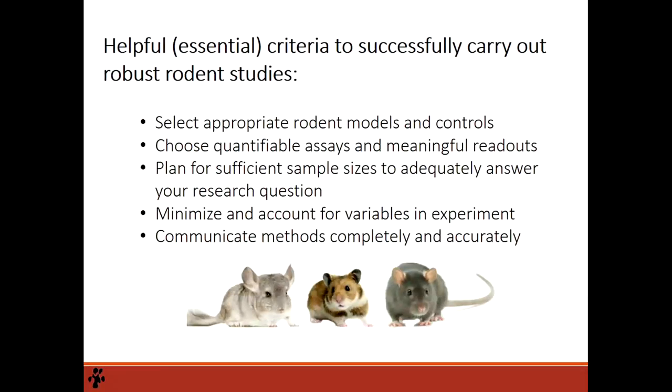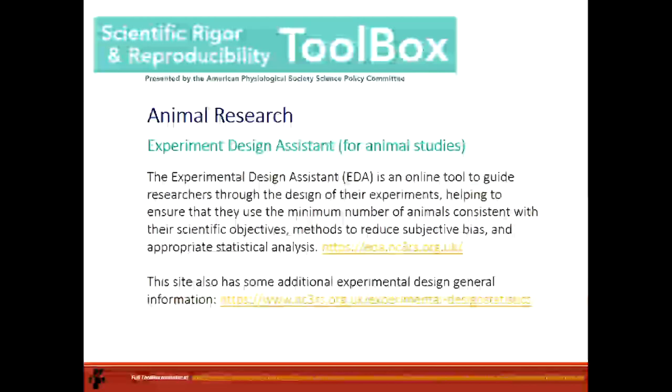So what are essential criteria for successfully carrying out robust rodent experiments? We've talked about selecting the proper rodent model and controls, obviously quantifiable, meaningful readouts, sample size, and as we've illustrated today, to minimize and account for variables in the experiments, and an essential ingredient of this is to communicate the methods completely and accurately in your publications. And lastly, to use the toolbox that the APS has developed to help you with experimental designs. Thank you very much.